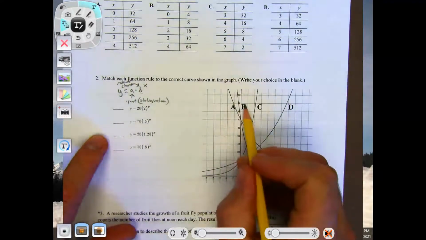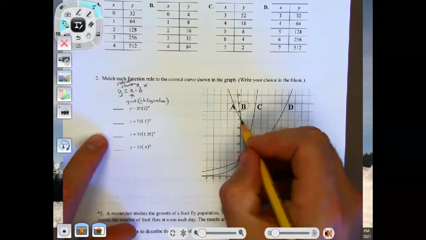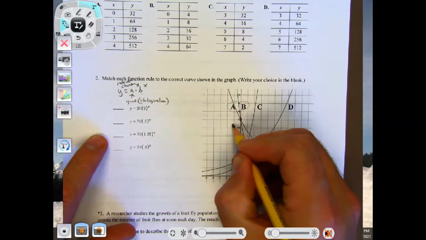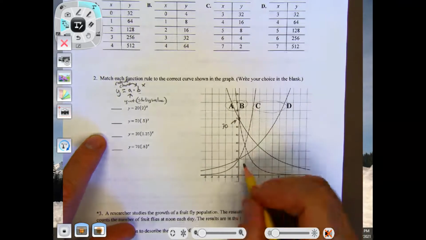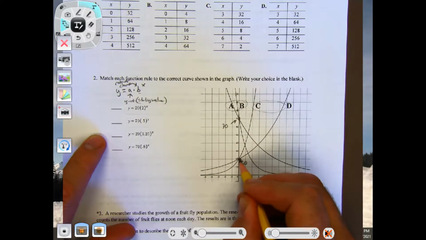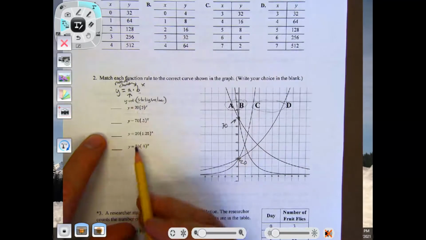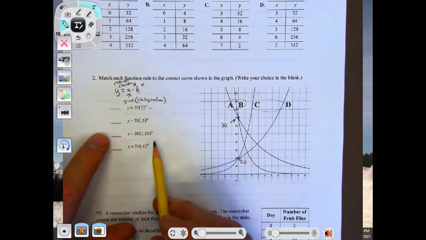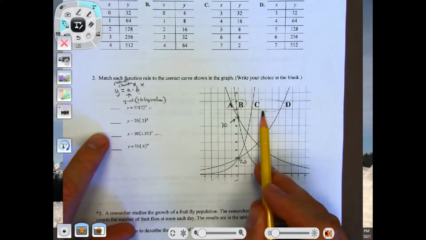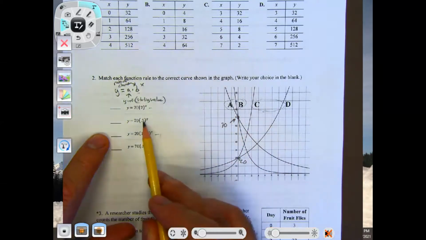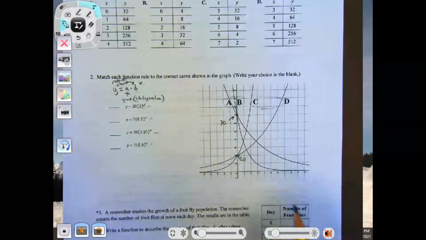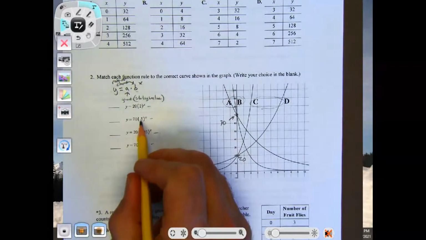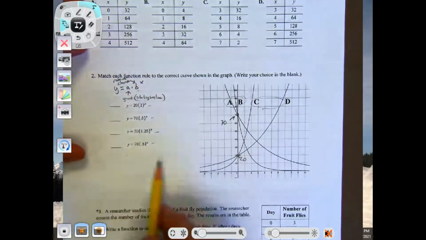graphs, I notice that A and B both have the same y-intercept right here at 70. And C and D have the same y-intercept at 20. So that means if I look at their equations, these two must be C and D, and these two must be A and B. So which one is which?